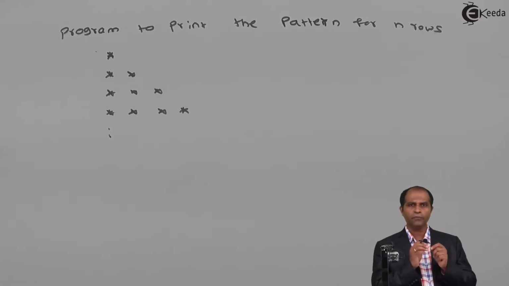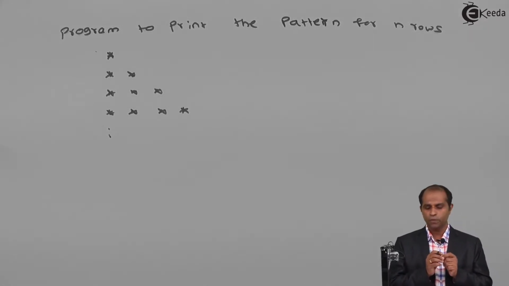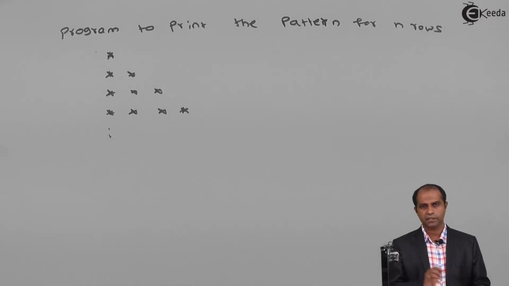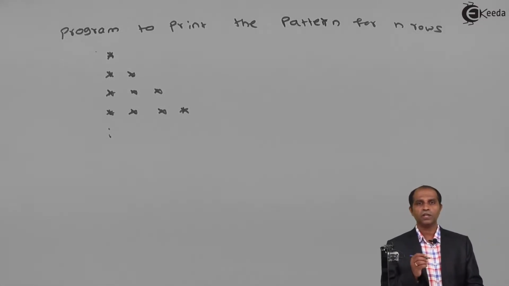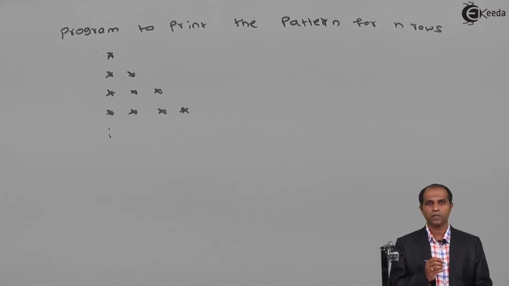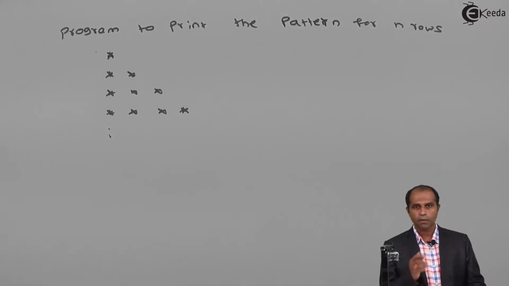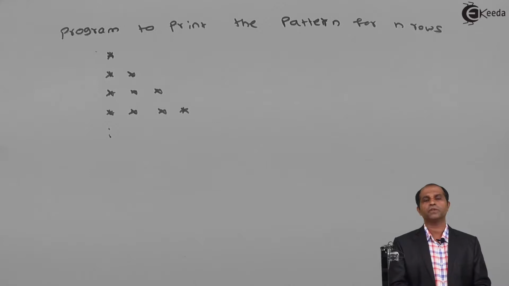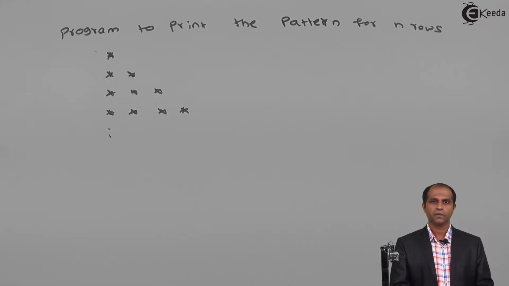Let's look at the very first pattern which we are supposed to generate, which contains these asterisks. As I said, these are the best examples to illustrate nested loops. If they ask you to explain what you mean by a nested loop and to write a program for illustration, this will be an ideal program which you can use.